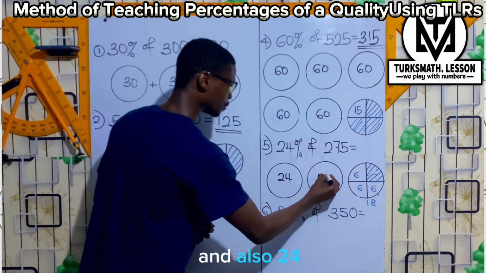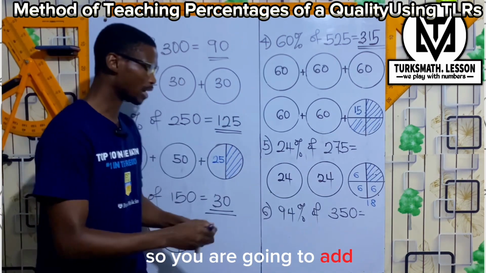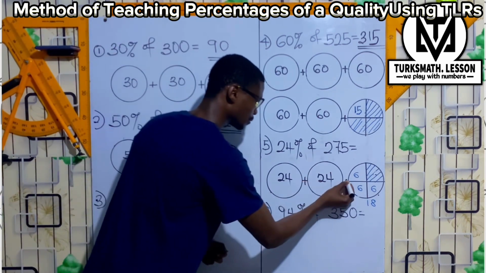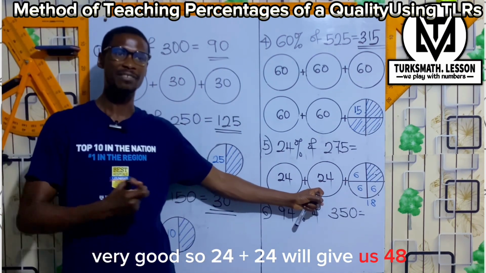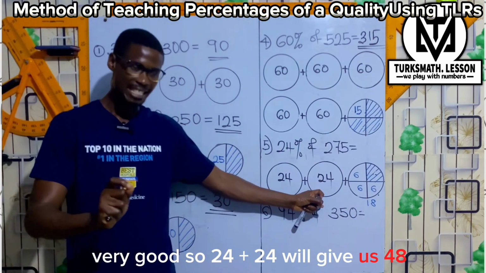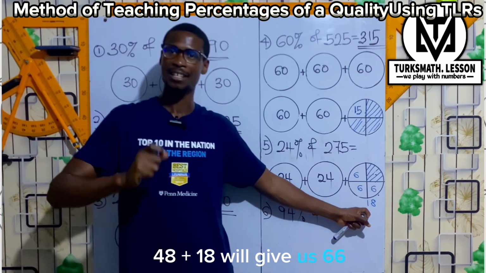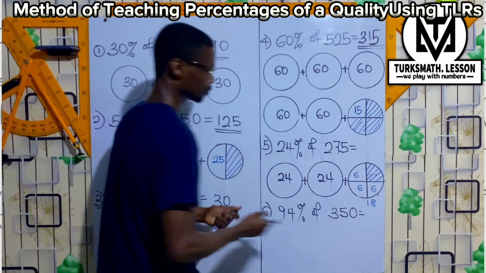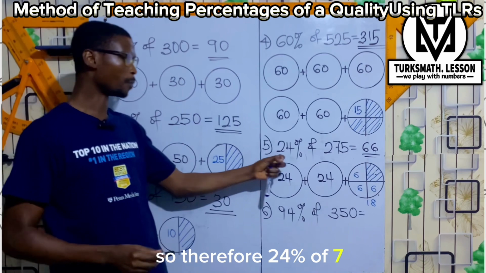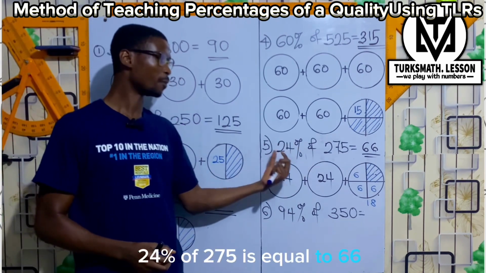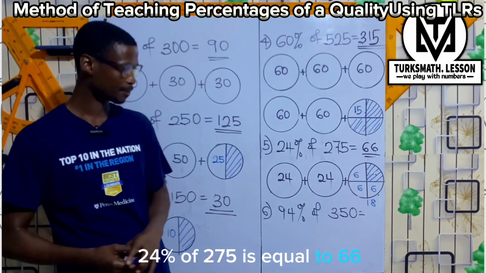and also 24. So what is our next stage now? The next stage here is to add. So we are going to add. Very good. 24 plus 24 will give us 48. 48 plus 18 will give us 66. So therefore, 24% of 275 is equal to 66.